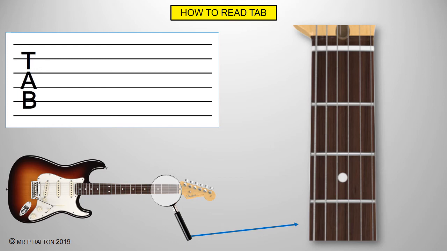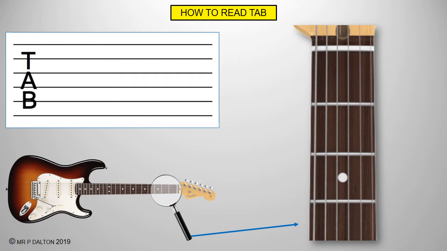This short video will teach you how to read the basics of tab. Tab is a method of writing and reading music for stringed instruments such as the guitar, the bass and the ukulele. In this example we're going to look at tab for the guitar.